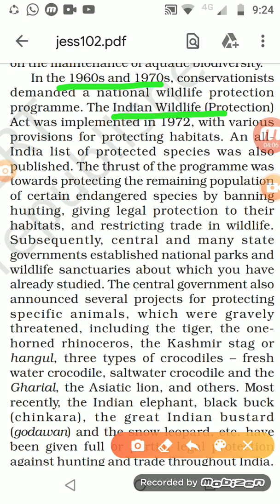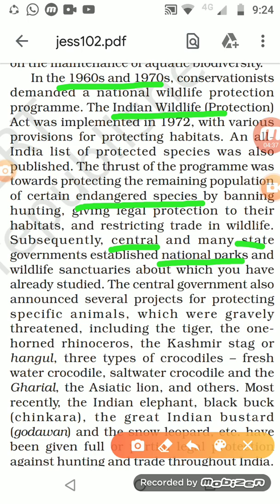How can we save the endangered species? Because if these endangered species become extinct, then a time will come when we will just think why it has happened, and that we should have taken steps previously, it would have been better. Then at the central level and state level, not only the government of India at the central level but the state level also, many national parks have been established.